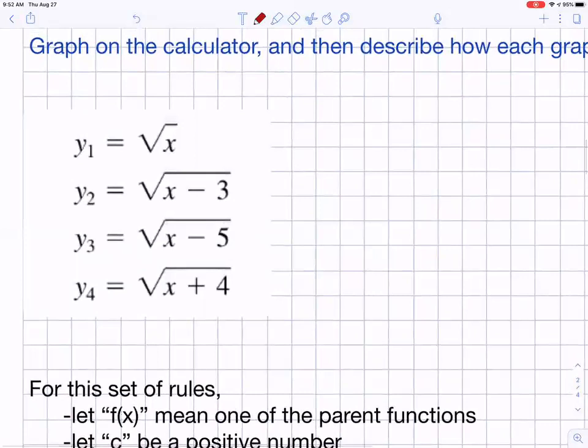I want you to do the same thing. Now, well, hang on, before you start graphing, take a look. Who's your daddy on this one? Who's the parent on this one? Yeah, it's my square root function, right? The square root of x.